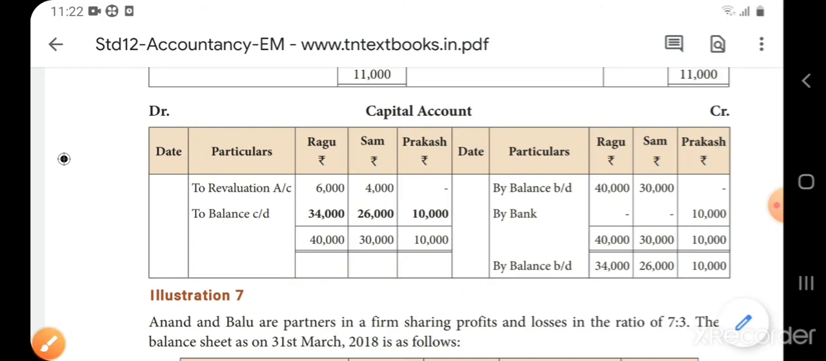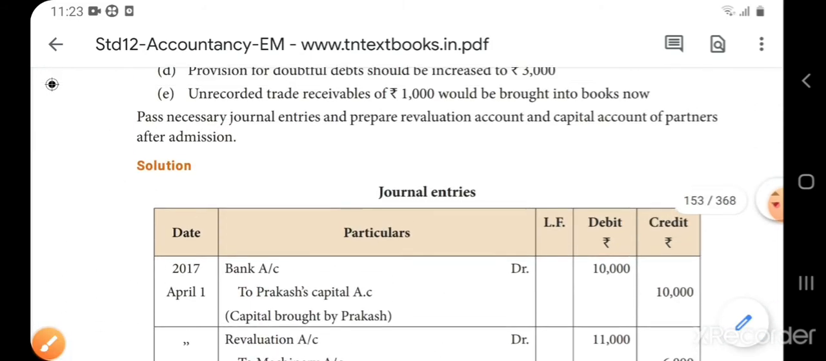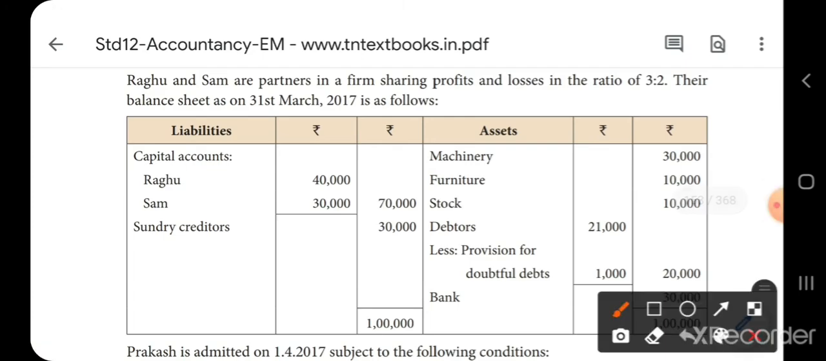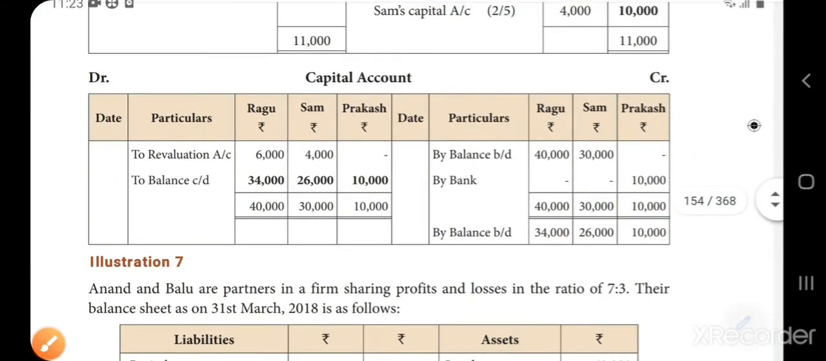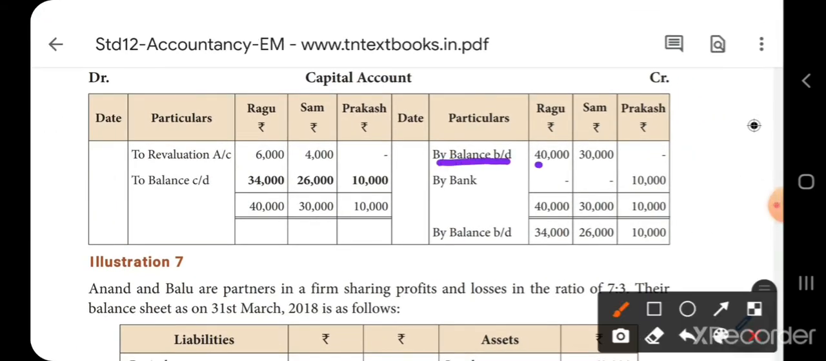Okay. Now look at the balance sheet given in the question. Capital account, the balance of Raghu is given as 40,000, Sam is given as 30,000. That means liabilities will show a credit balance. So you will write by balance brought down on the credit side of capital account. Okay. See here, by balance brought down for Raghu 40,000 and Sam 30,000. There is no brought down balance for Prakash. Okay. Now look at the journal entry.